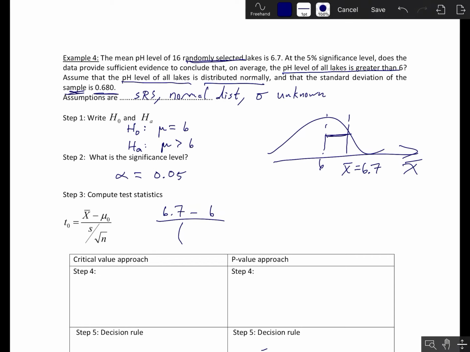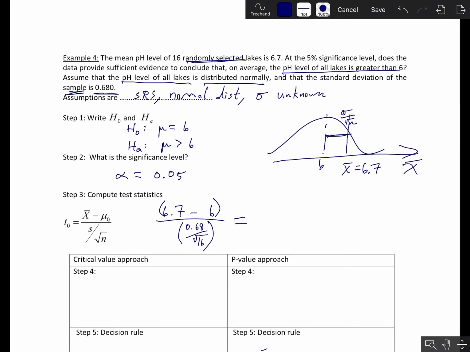And then we're dividing by the standard deviation for this sample mean picture. And that standard deviation, remember, was sigma divided by the square root of n. So that goes in our denominator. In this case, we have a sample standard deviation of 0.68. And we should divide by the square root of n, where n is our sample size. So that would be divided by the square root of 16.